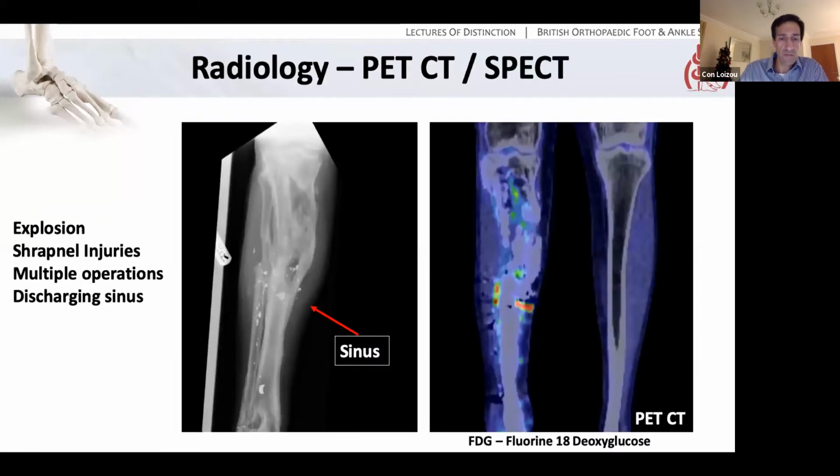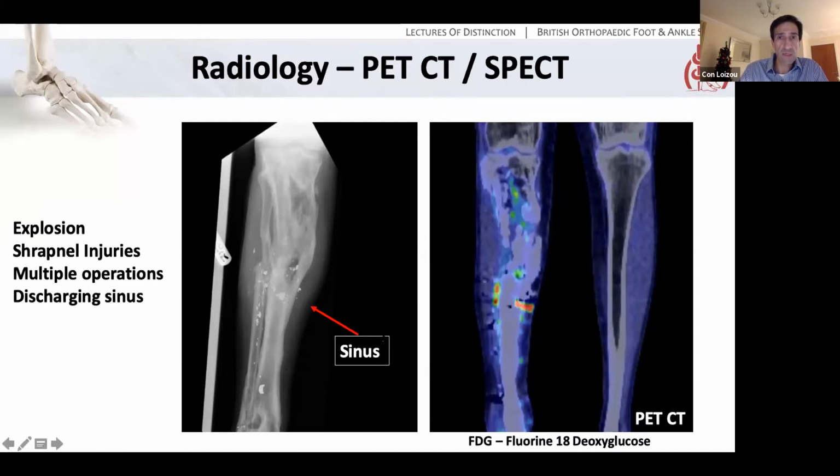Now, this is a case of a man who was caught in the middle of an explosion in Iraq, and he sustained multiple shrapnel injuries, including his brain. And he had multiple operations for fractures, and he presented with a medial discharging sinus. Now, an MRI first is contraindicated because of the multiple shrapnels, especially in his brain. And second, it won't be very useful, the MRI, because of all the metal artifacts.